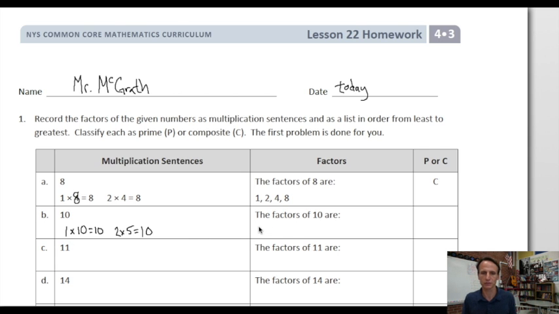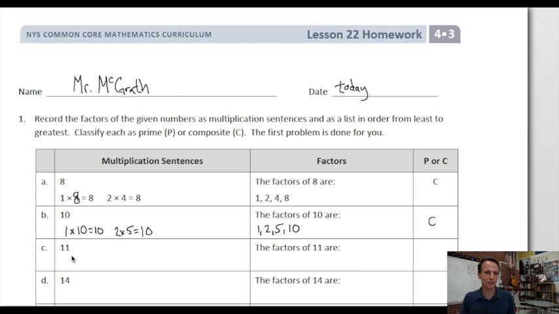Put those in order from least to greatest. So 1, 2, 5, 10. Now, is it prime or composite? Well, it's greater than 1, and it has factors other than 1 and itself. It has 2 and 5 as well. So that there is a composite number. It's composed of more factors than just 1 and itself.